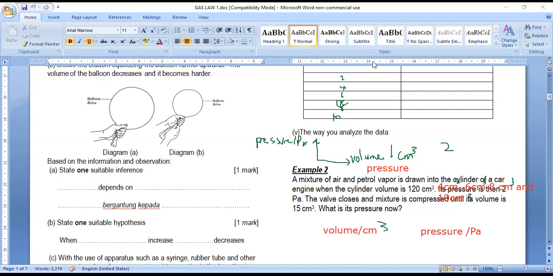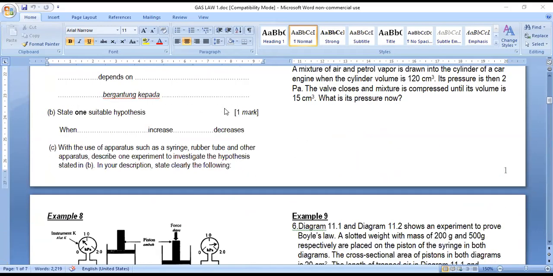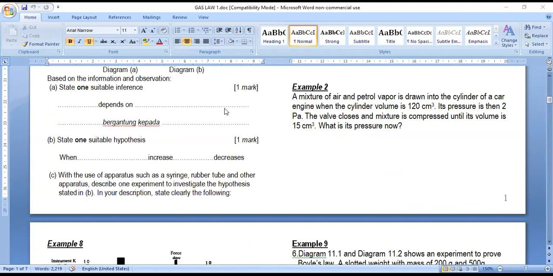Now look at an example of a calculation question. A mixture of air and petrol vapor is drawn into the cylinder of a car engine when the cylinder volume is 120. The pressure is then 2 Pascal. The valve closes and the mixture is compressed until the volume becomes 15. So what is the pressure now?